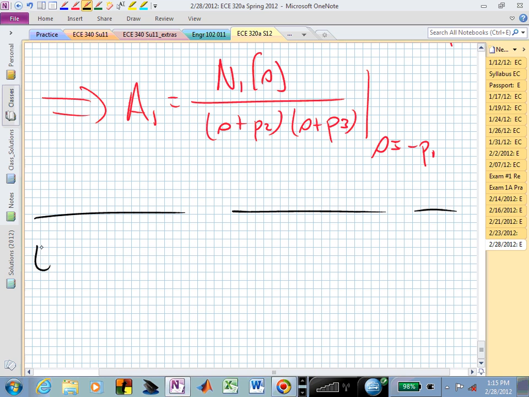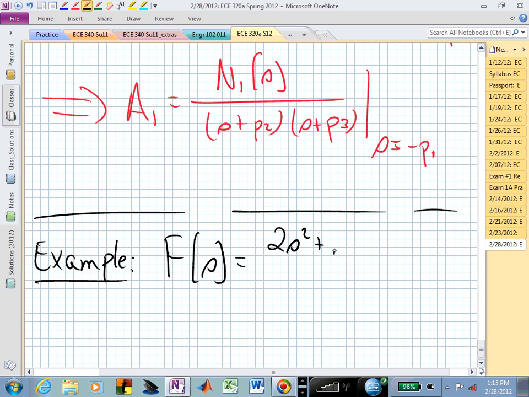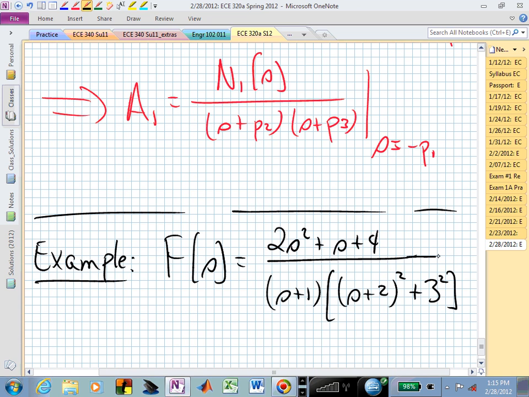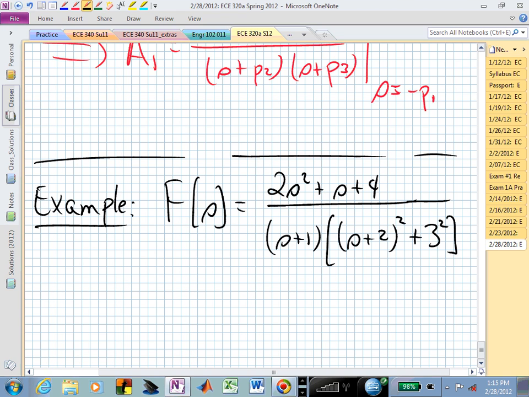Let's look at a specific example. Let's now look at a function 2s squared plus s plus 4 all over s plus 1 and s plus 2 squared plus 3 squared. Am I in case 1?